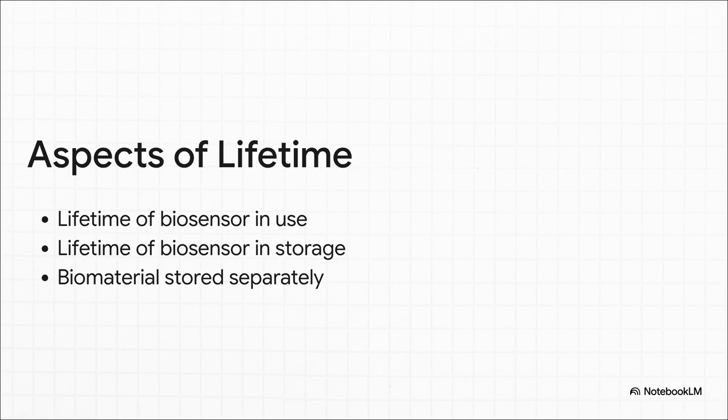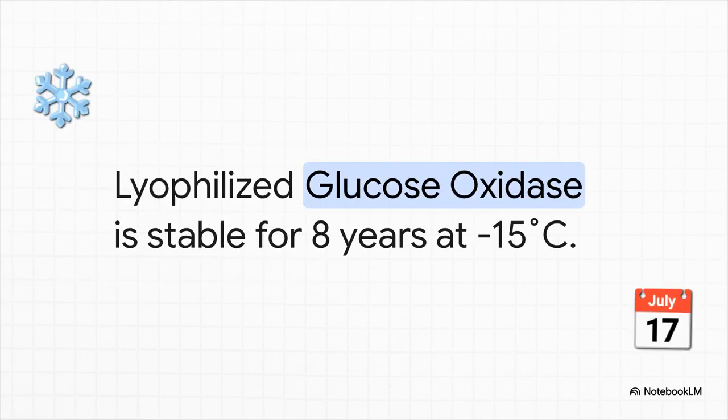When engineers sit down to calculate a sensor's lifetime, they actually have to measure 3 very distinct aspects. First, the lifetime of the sensor while it is actively being used. Second, its lifetime just sitting in storage on a shelf. And third, the lifetime of the biomaterial when it's stored completely separately from the hardware. Think of those disposable blood glucose strips kept in a little vial, totally separate from the electronic meter. Because biological lifespans are so finite, developing cheap, single-use, disposable biosensors is very often the most logical, cost-effective route for developers to take.